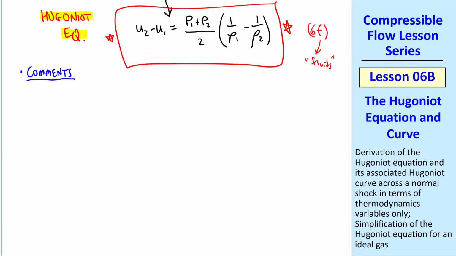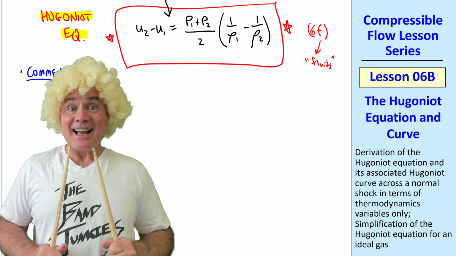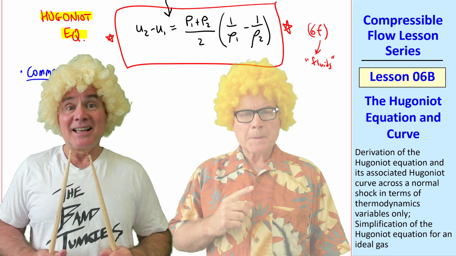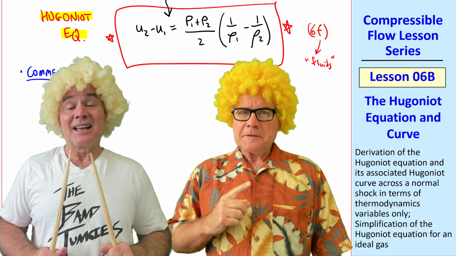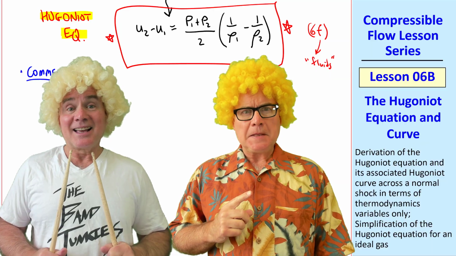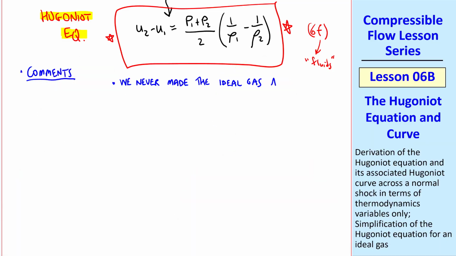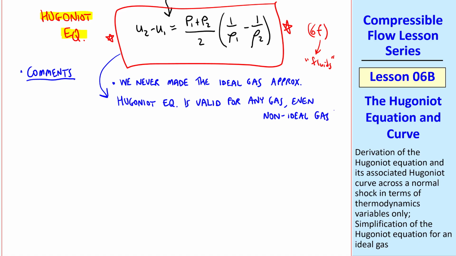Now some comments about the Hugoniot equation. For our first comment, I'll ask the students, what major approximation did we not make in deriving this Hugoniot equation? Is it the isentropic approximation? Well, that's right, BJ, but we already know that flow across a shock is not isentropic. I don't believe we've made the ideal gas approximation yet. Right, Boris, that's the answer I was looking for. We never made the ideal gas approximation, which means that this Hugoniot equation is valid for any gas, even a non-ideal gas. Thus, the Hugoniot equation is extremely general.